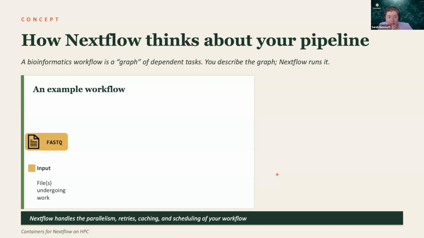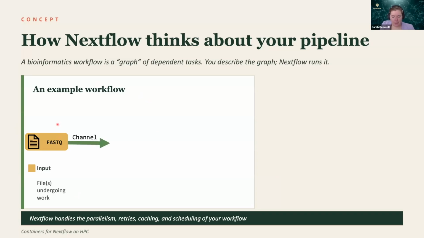How does Nextflow think about your pipeline? Well, often with bioinformatics, you don't just have one process that you need to run, you have a sequence of processes. Nextflow thinks about this as a graph of independent tasks. You describe the graph or the workflow, and Nextflow runs it. So in this example workflow, let's say you have some input files, some fastqs, and you want to do something to them.